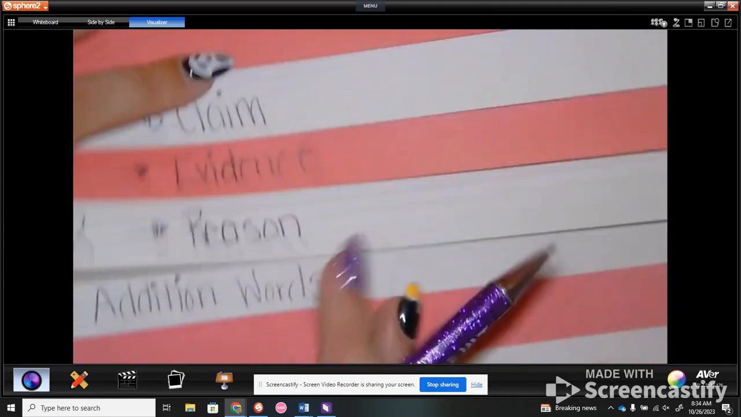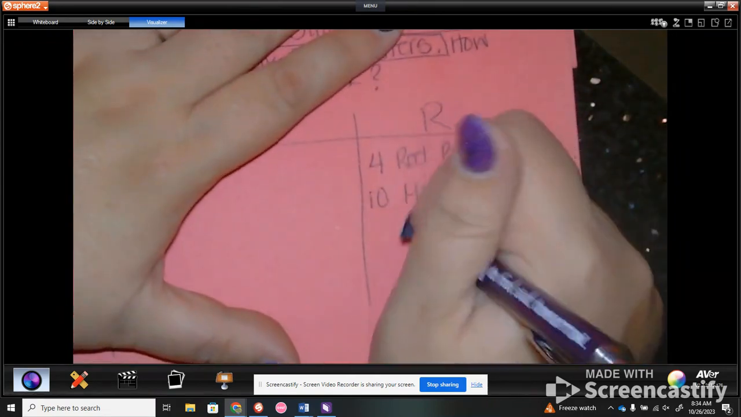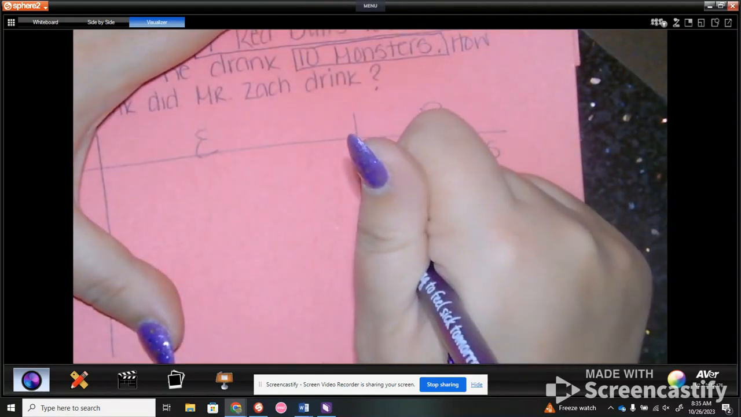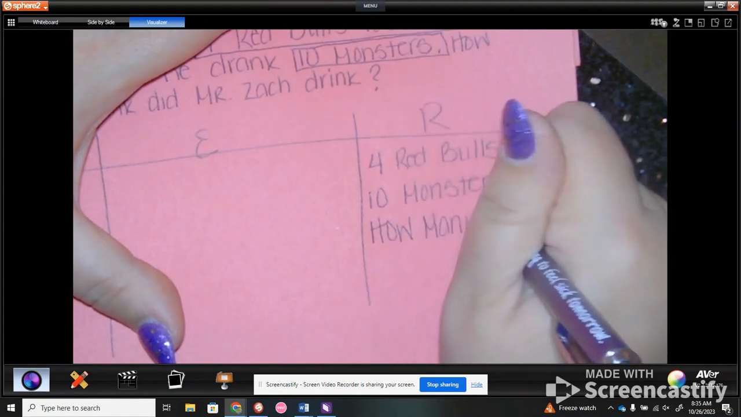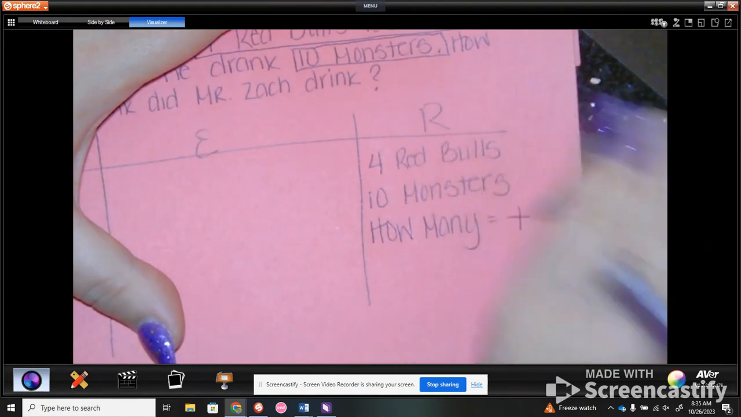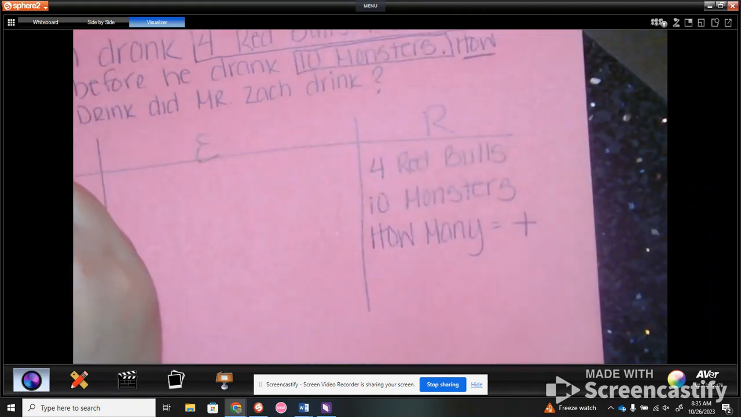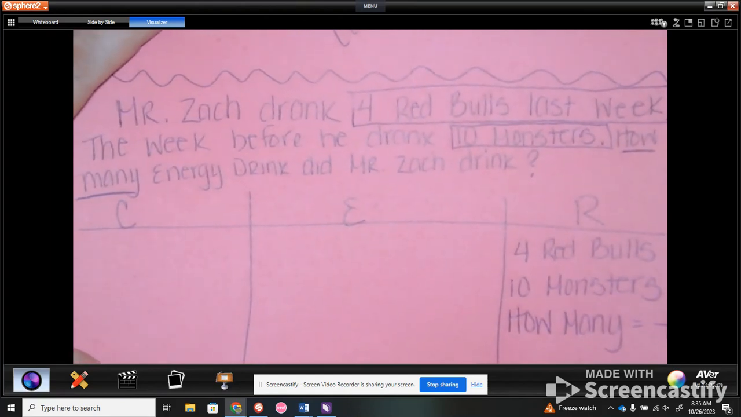So we know if it's how much, it's plus. So we're going to write how many, and we know that that's plus. And we're going to underline how many, because that's telling us, oh, sorry guys, I moved everything.